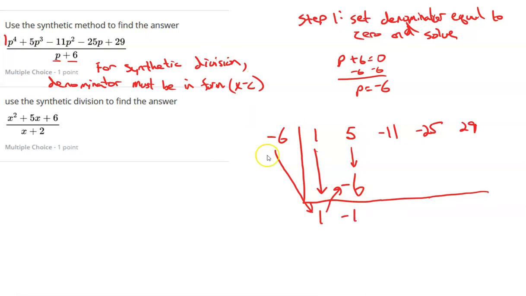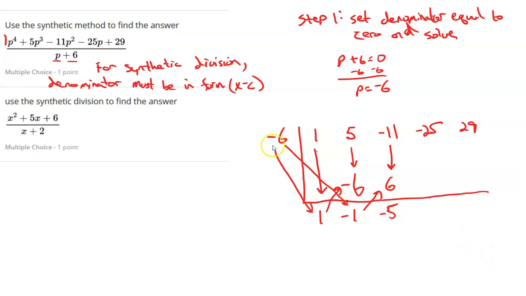And then you start the process again. You do negative 6 times negative 1, and you get positive 6 right there. And so you bring that down. Negative 11 plus 6 is negative 5. And then you multiply again, negative 6 times negative 5. You'll see the pattern here, right? You go down and up. Down and up.